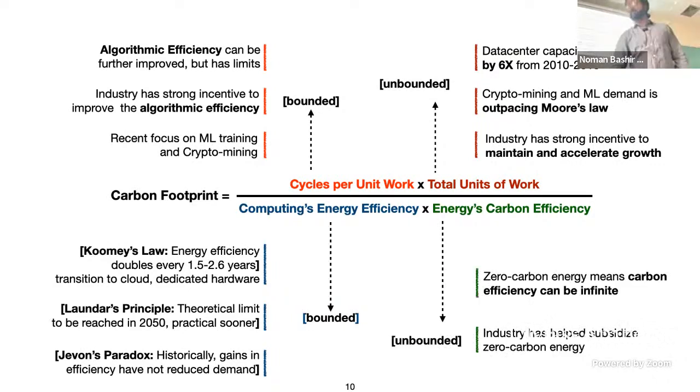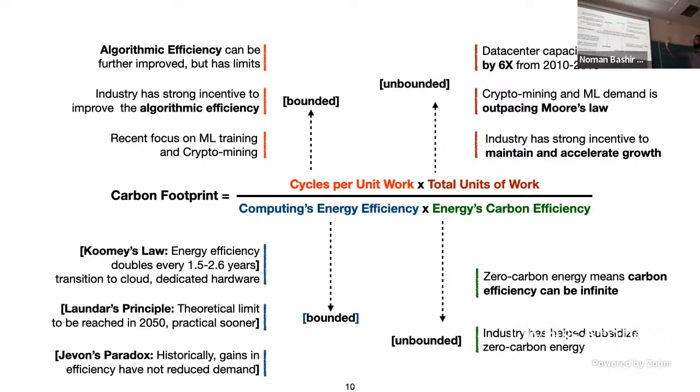Finally, there is energy's carbon efficiency, where zero carbon energy means basically efficiency can be infinite. Energy's carbon efficiency was how much energy you can produce per unit of carbon. So if carbon is zero, let's say, then basically you have that value as infinite. So carbon footprint becomes zero. That can be infinite. And industry has been working on subsidizing green data centers and solar plants and whatnot. So there are a lot of gains to be made by transitioning to low carbon energy and making sure your computing runs on low carbon energy. So this is also unbounded.